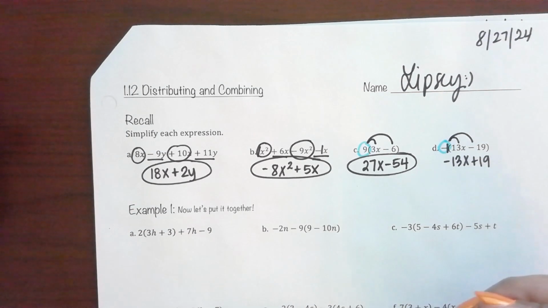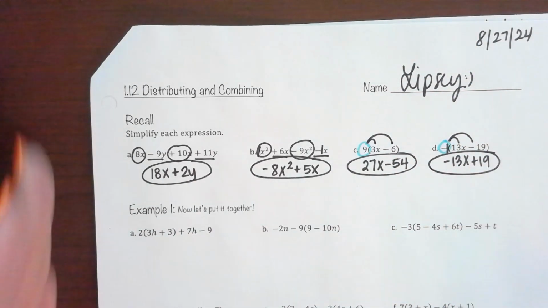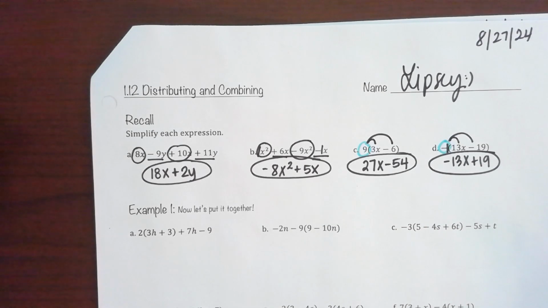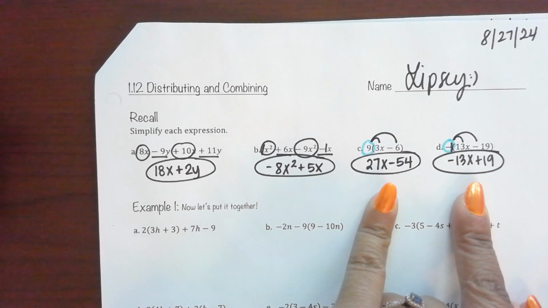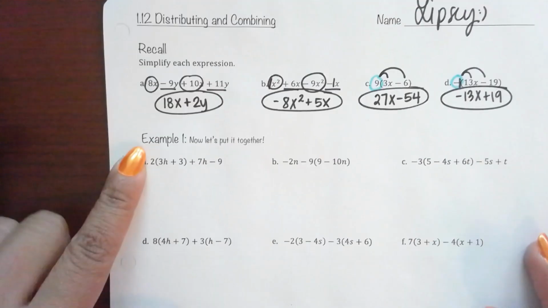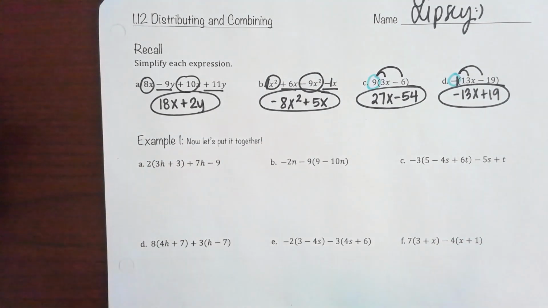Is this in descending order? Yes, ma'am. That's all that we did yesterday and the lesson before that. Does that make sense? So this was Friday's lesson. This was yesterday's. Everybody with me? Yes, ma'am. So, example 1 says put it all together. So we're simplifying by distributing and combining like terms. Does that make sense? Yes, ma'am.